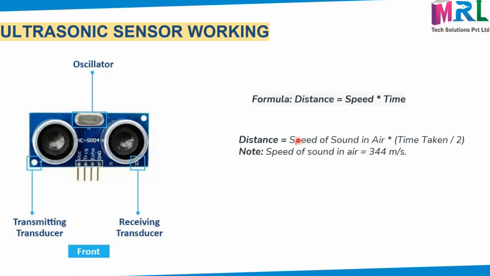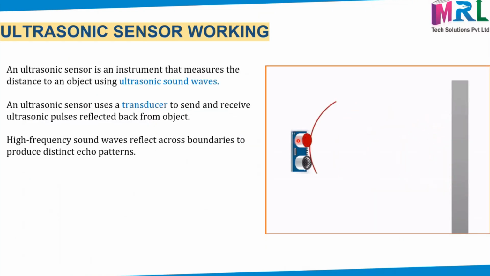But what does ultrasonic sensor mean? You just write it down. Ultrasonic sensor is used to measure the distance of an object using ultrasonic sound waves. Write it down in a notebook. Ultrasonic sensor is an instrument that measures the distance to an object using ultrasonic sound waves.